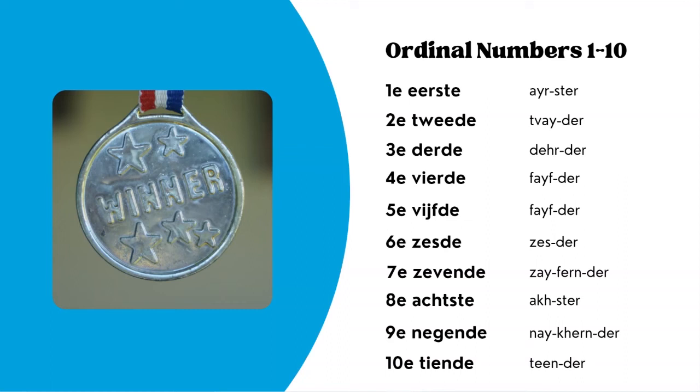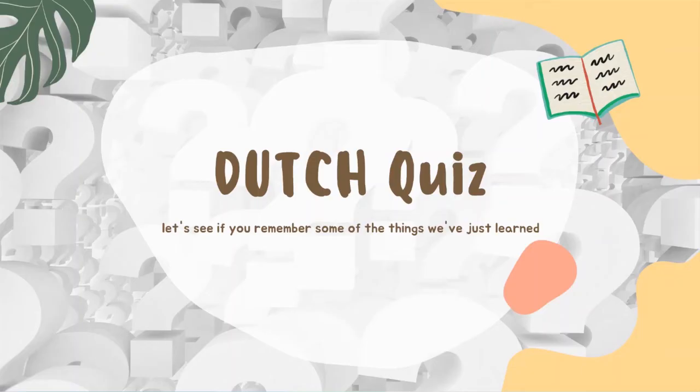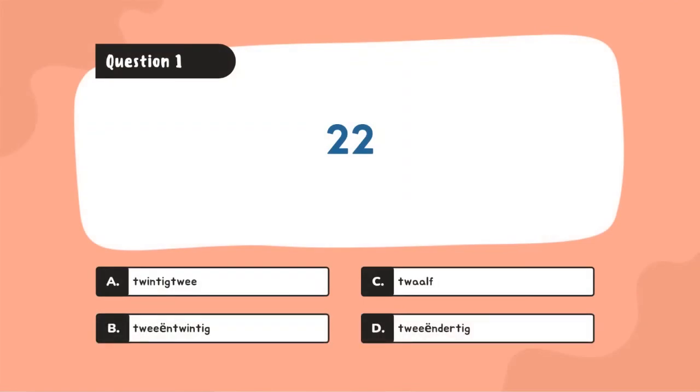Yes, great job. So now we've done numbers 0 to 99 and we have done the ordinal numbers 1 to 10. I think it's time to test your knowledge. So what we're going to do is a short and quick quiz. I have a Dutch quiz for you and let's see if you remember some of the things we've just learned. So let's look at the first one.